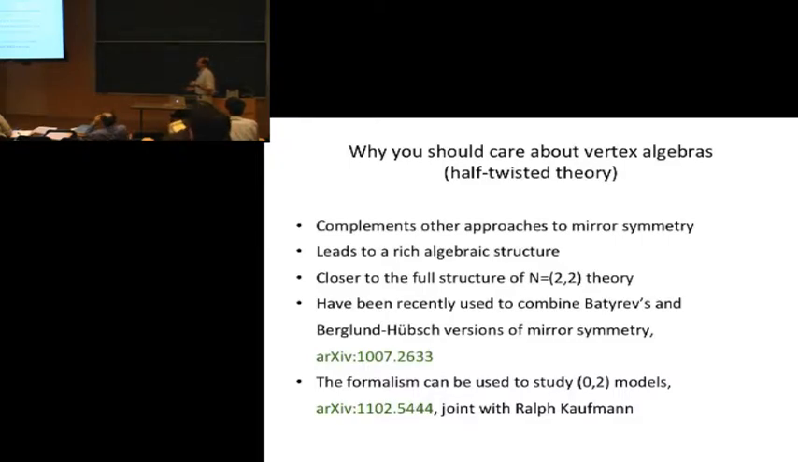Now, the two other bullet points are recent developments. So I recently figured out a way to propose a unification of Batyrev's, or more generally, reflexive Gorenstein cones, mirror symmetry and Berglund-Hübsch's version of mirror symmetry. It's a preprint from about a year ago. And then another recent work, joint with Ralf Kaufmann, uses the same formalism to study toric (0,2) sigma models. And I'll talk about those at the end, but first I need to give some background.